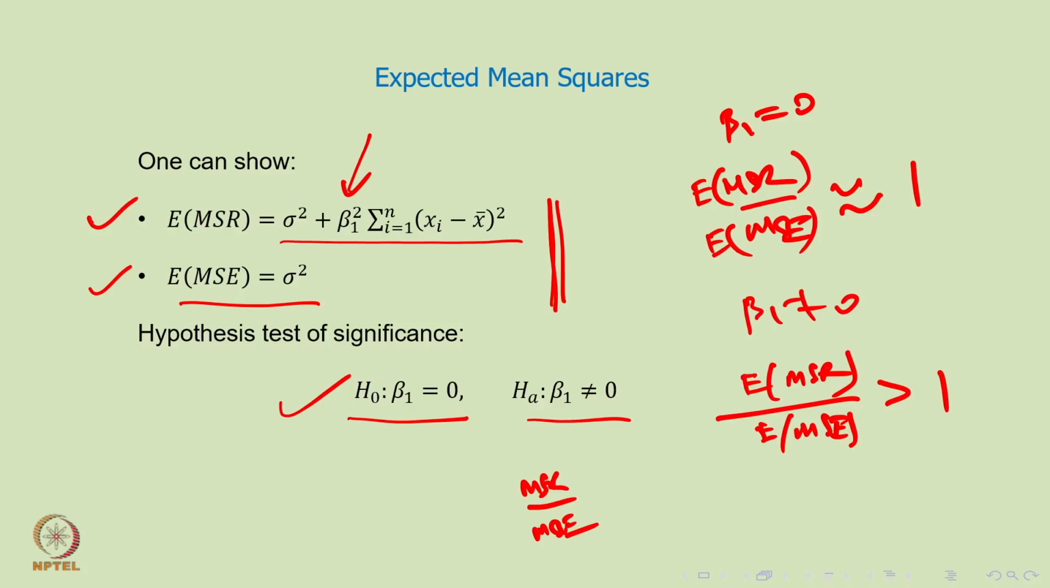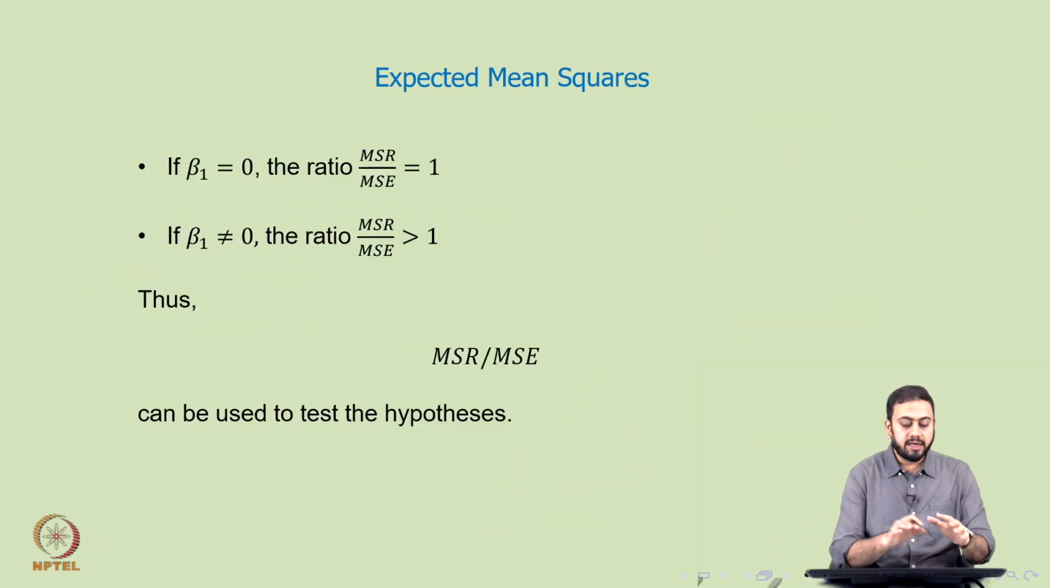So are you with me when I say that using this ratio we should be able to tell whether beta 1 is 0 or beta 1 is not 0? Whenever beta 1 is 0, this ratio should be close to 1. Whenever beta 1 is not 0, this ratio should be significantly away from 1, or rather greater than 1. And this is exactly what's given in the next slide. Rather than reading from the slide, I thought I'll explain that very briefly before we delve into the conclusion.